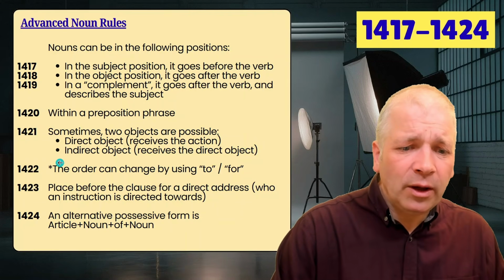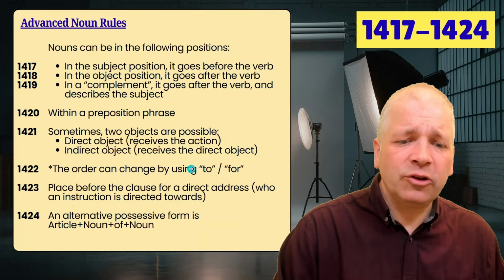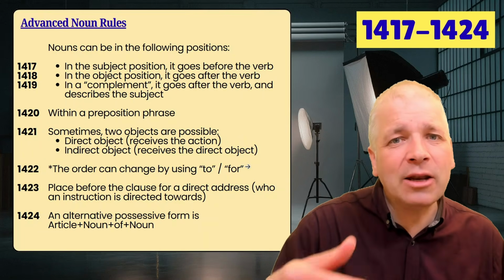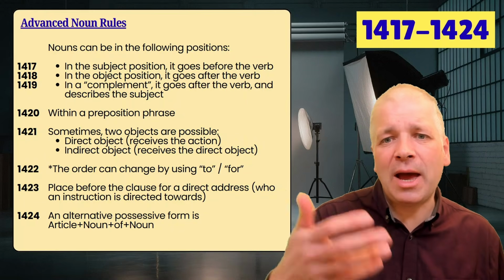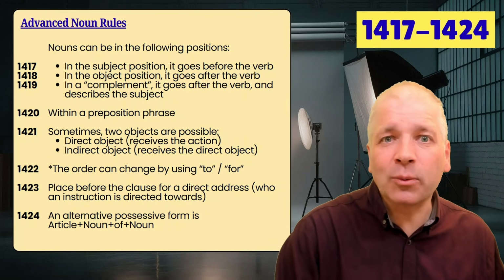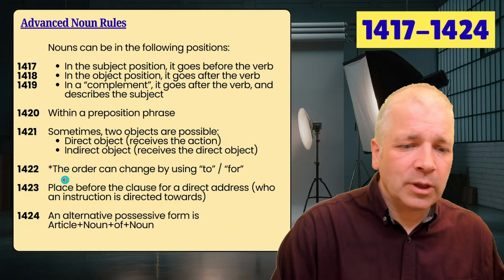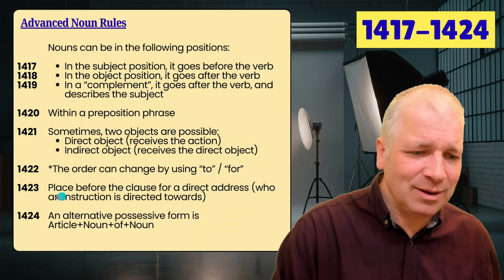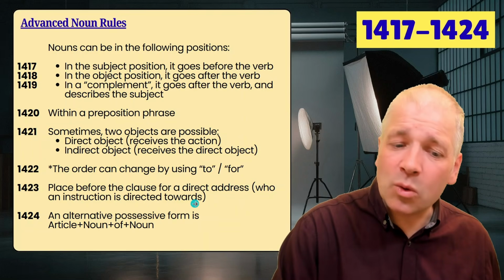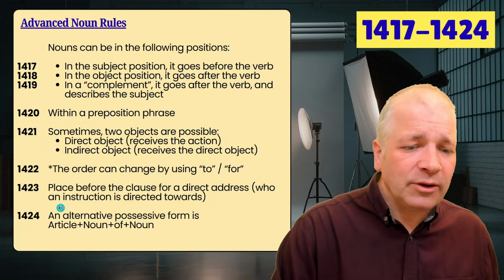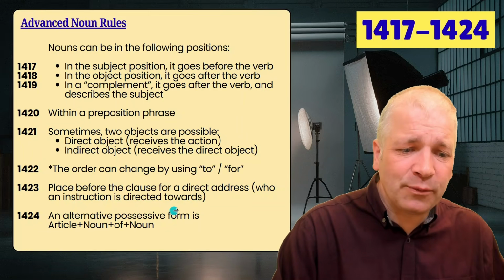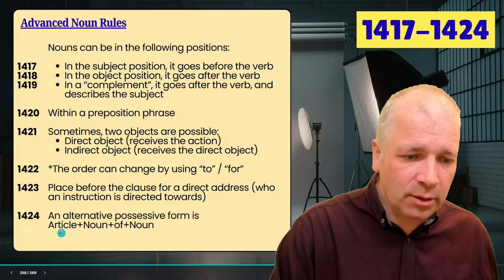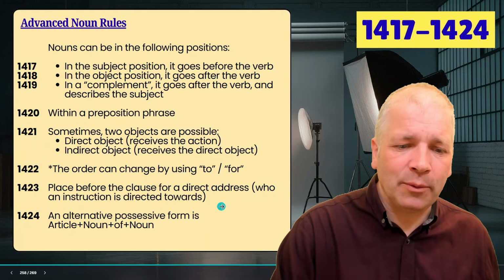The order can be changed by using to or for. So, she gave me a pen. She gave a pen to me. She gave a pen for me to write with. You can place it before a clause for a direct address, who an instruction is directed towards. And an alternative possessive form for nouns is article noun of noun.